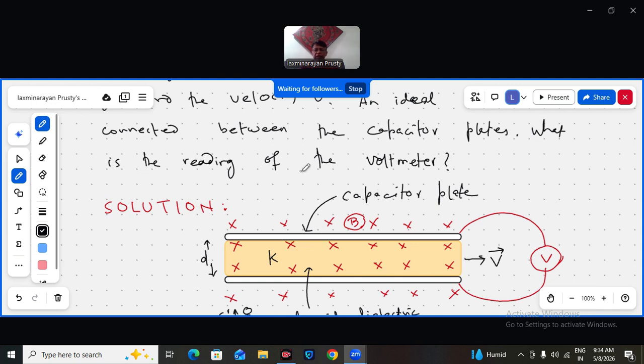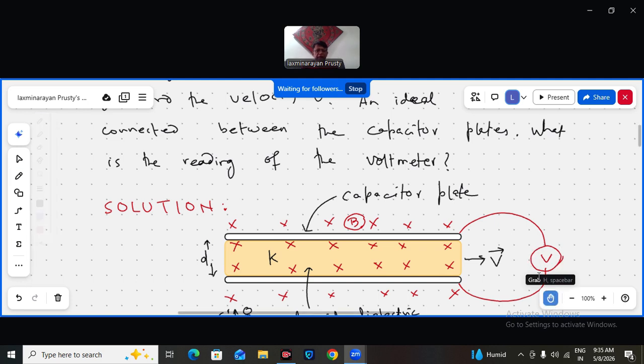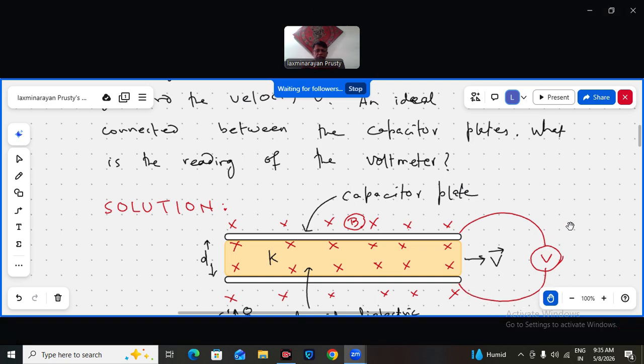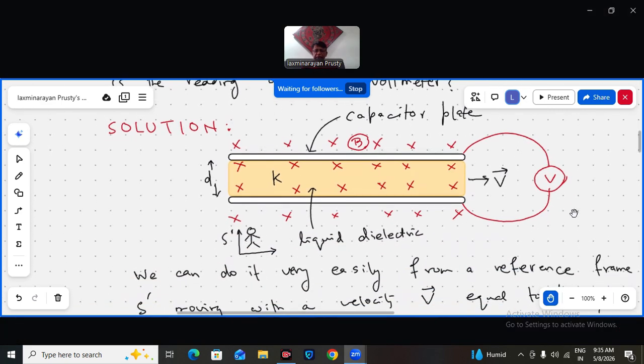What is the reading of the voltmeter? A voltmeter is connected between the two plates. What reading does an ideal voltmeter connected across the two plates show? So find out the reading of the voltmeter.